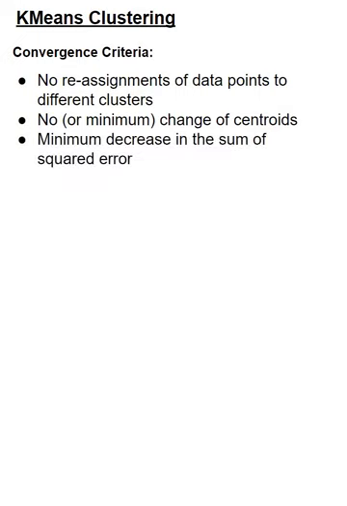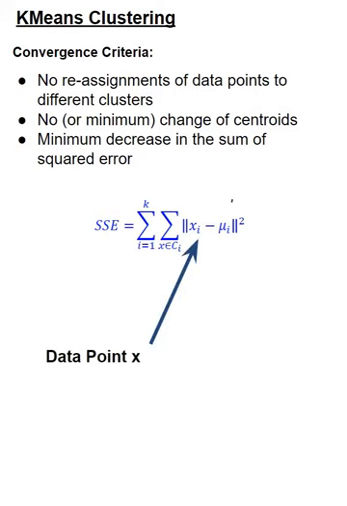The last and very important point is there is a minimum decrease in the sum of squared errors. The sum of squared errors is measuring the error between each data point and its respective centroid. So in this equation, x_i is referring to the data point x in the ith cluster, and mu_i is the centroid of the ith cluster. We have calculated a sum of squared differences between each data point and its centroid.